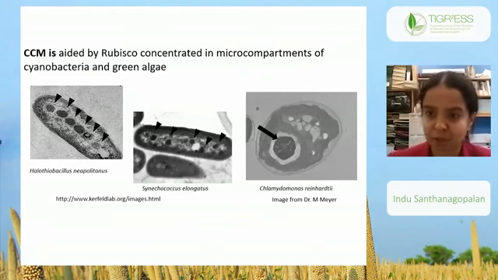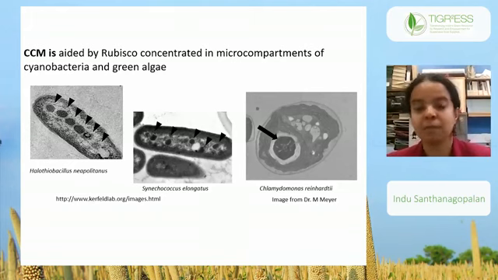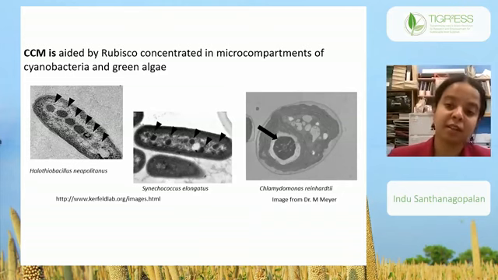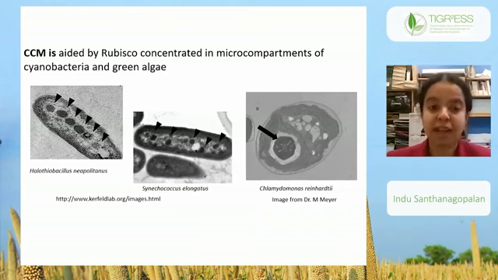So where does carbon concentration mechanism primarily occur? As I mentioned, it happens in several of the aquatic microbes. And some of the most well-studied carbon concentration mechanism organisms are cyanobacterial species and green algae. Shown on the left are the microcompartments in cyanobacterial species, and these dark blobs are the microcompartments where rubisco is held concentrated, and this is where the concentrated carbon dioxide is delivered.